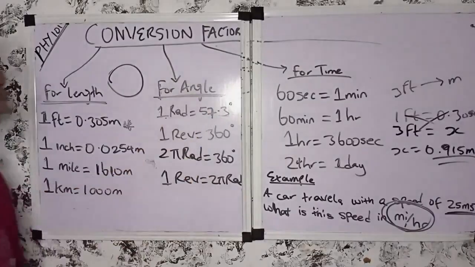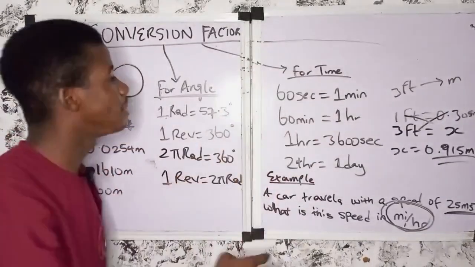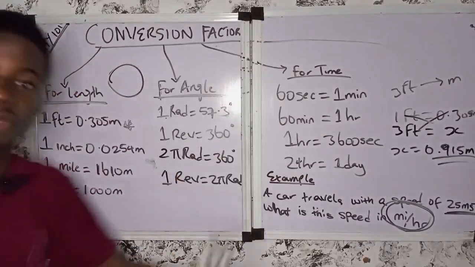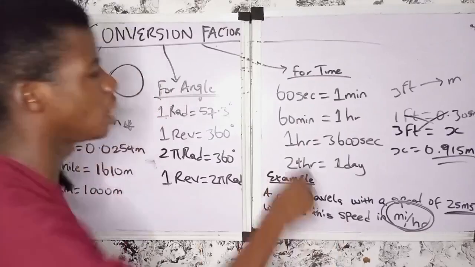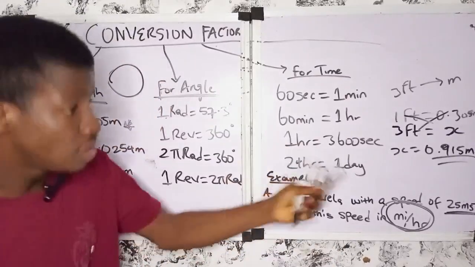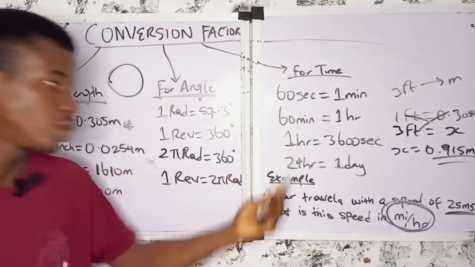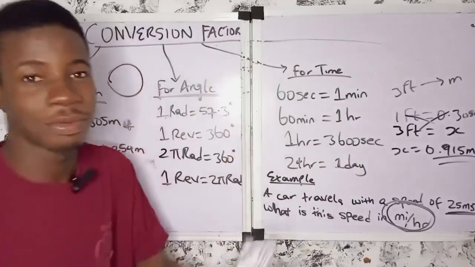Okay, now let's move to conversion factor for time. I think we all are familiar with this. 60 seconds equals to what? 1 minute. Yes. 60 minutes equals to 1 hour. 1 hour is equals to what? 3,600 seconds. Yes. We all know this one. 24 hours equals to 1 day. Now all these, they are very, very important.